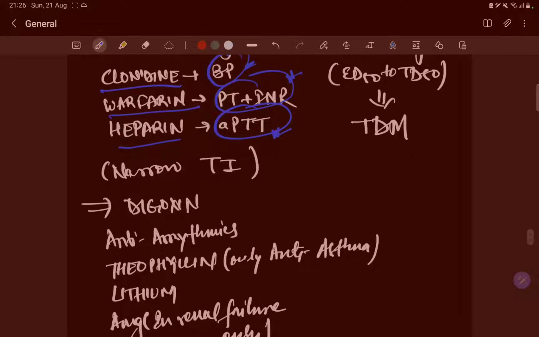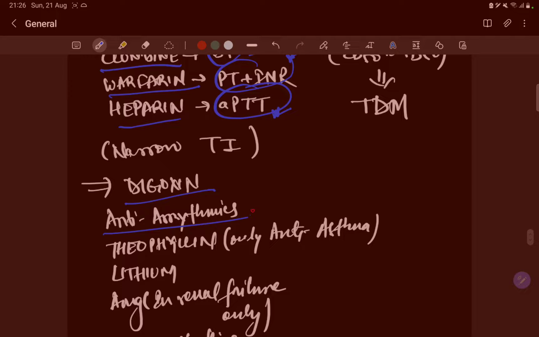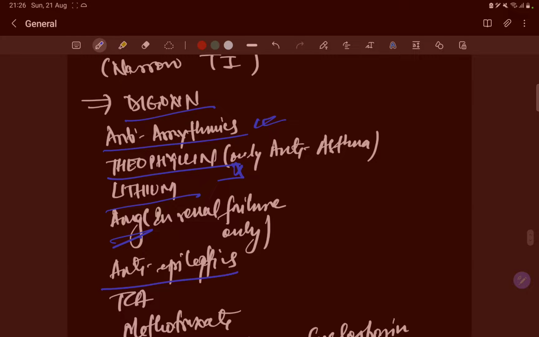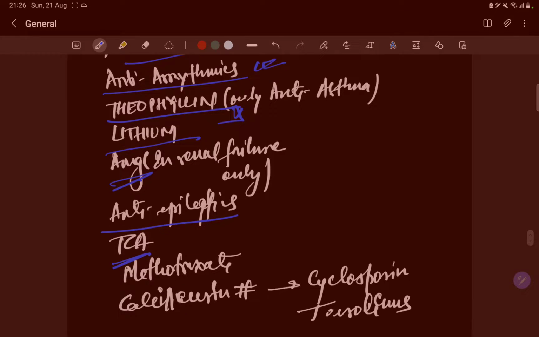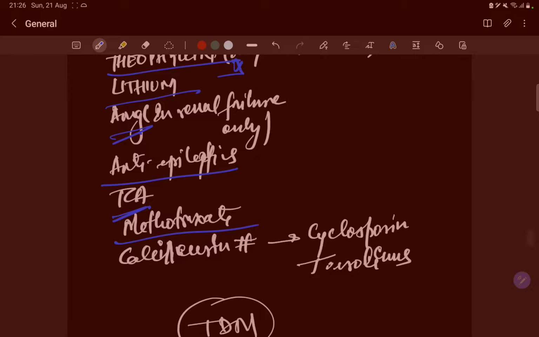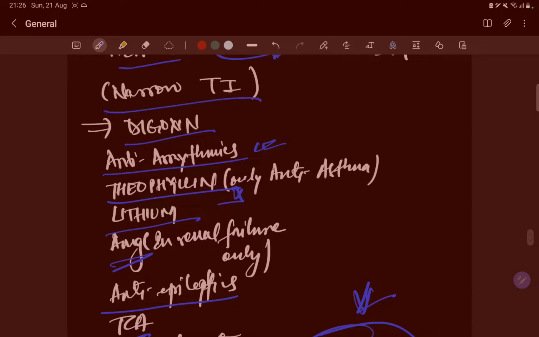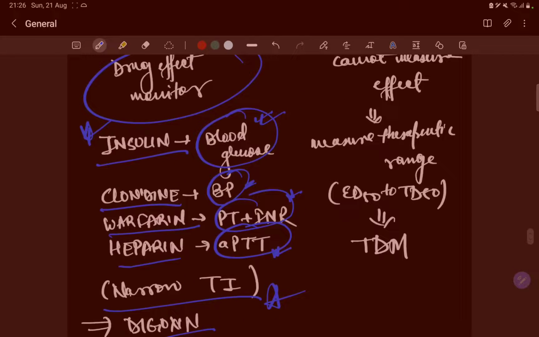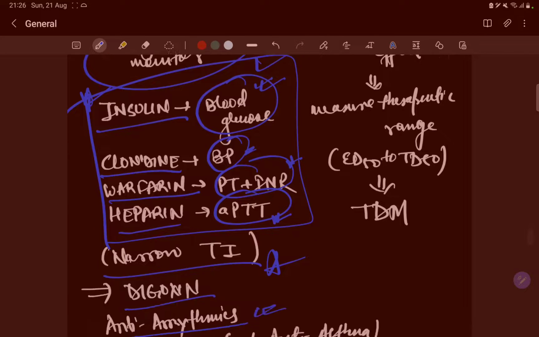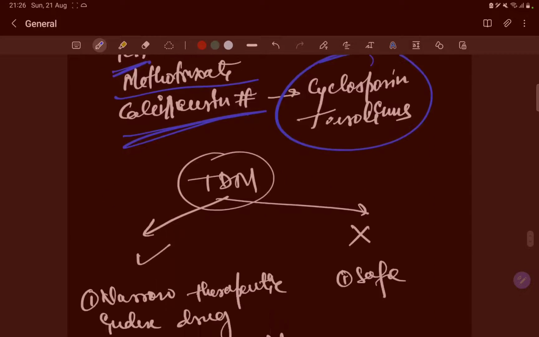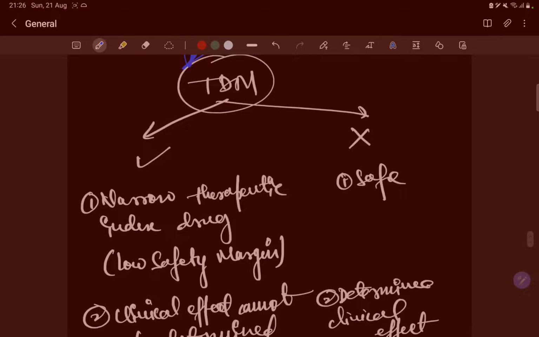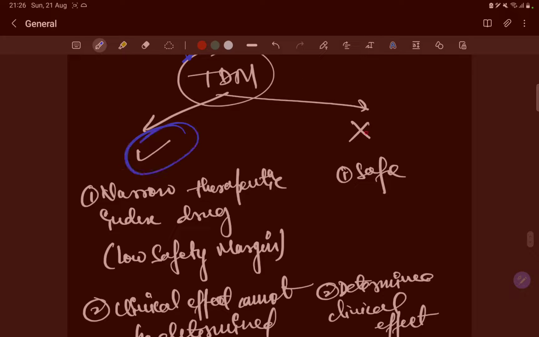Now you can see that digoxin, antiarrhythmic drugs, theophylline, lithium, aminoglycosides, antiepileptics, tricyclic antidepressants, methotrexate, and calcineurin inhibitors like cyclosporine and tacrolimus have a narrow therapeutic index, okay. These parameters are used and these drugs are monitored. Therapeutic drug monitoring is very important where a narrow therapeutic index drug has a low safety margin, alright.